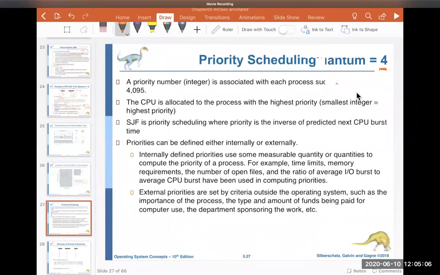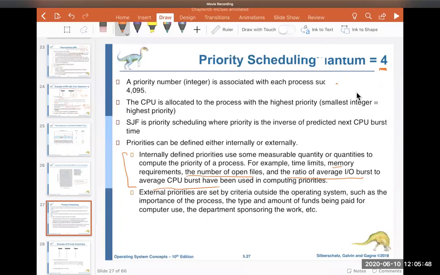Okay, so now the priority scheduling. The priority scheduling is also something similar to shortest job first, because there we basically prioritize the processes based on the next CPU burst. But there are other parameters by which we can actually set the priorities of the processes. It may be internal or external. So there may be the time limits, the memory requirement, number of open files, the ratio of average IO burst to the average CPU burst. Those can be used as a parameter to set the priorities of the processes.